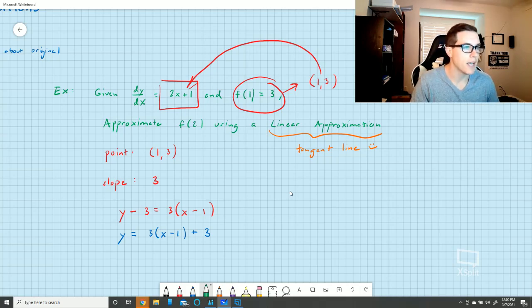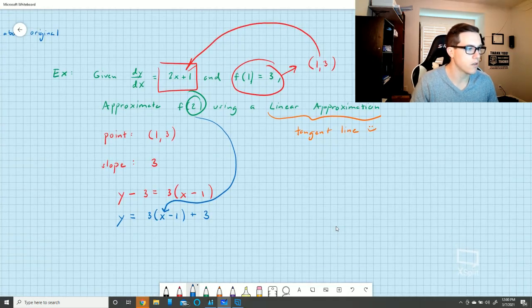We're going to make a tangent line at this point, which we did. And then we're going to see if we can figure out what's happening at f of 2. To do that, plug 2 into your tangent line. And let's see if we can figure out what's going on. So we are basically approximating f of 2 by plugging 2 into this linear approximation.